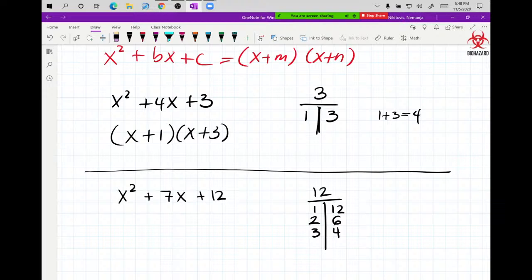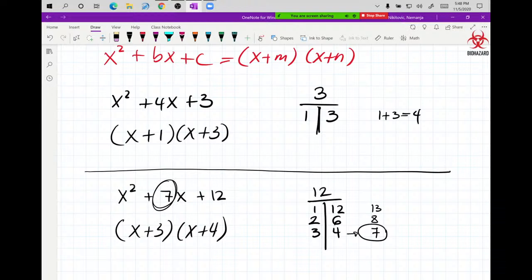Now, all you need to do, and this is the part where I say if you're not lazy, you are always successful here. All you need to do is to look at this and say 1 plus 12 is 13, 2 plus 6 is 8, 3 plus 4 is 7. Aha, 7. That's what I'm looking for. So the factors are x plus 3 and x plus 4. Those are my numbers because that's the row that added to 7, which is what I need.